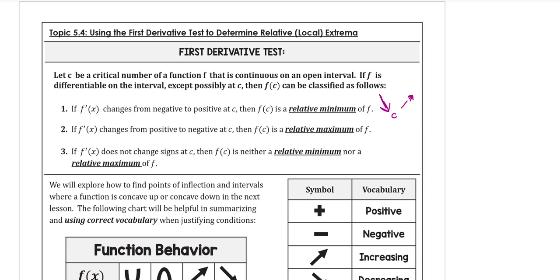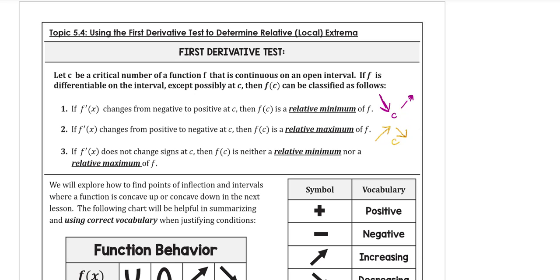If f prime of x changes signs from positive to negative, then we have a relative maximum. So it was going up like this. Here's my c, and now it's going to start going down. So you can see we've kind of made a maximum there. And the third option is if f prime of c does not change signs at c, then f of c is neither a relative minimum nor a relative maximum. And we'll get into that more as we go.